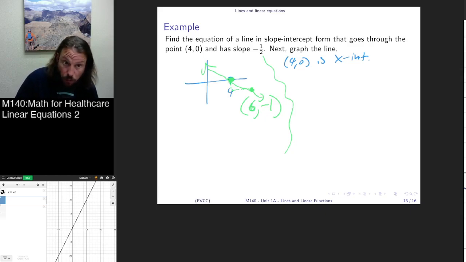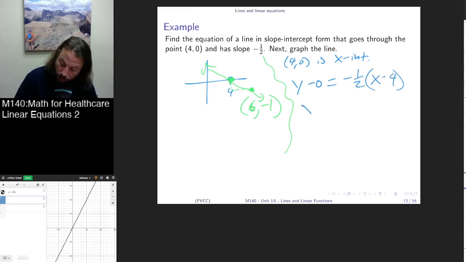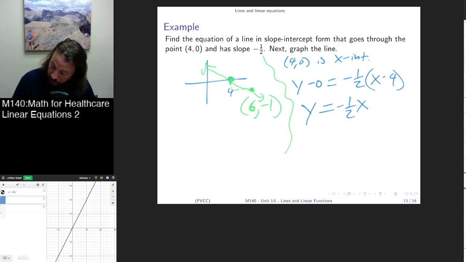We get y minus 0, so that's nice, times the slope, which is negative 1/2, times x minus 4. So that gives us, in slope-intercept form, y equals negative 1/2 x. And we are distributing this negative 1/2, right? So we have negative 1/2 times x, and then negative 1/2 times negative 4. Got to be careful with those negatives. And that's going to give us a positive 2.